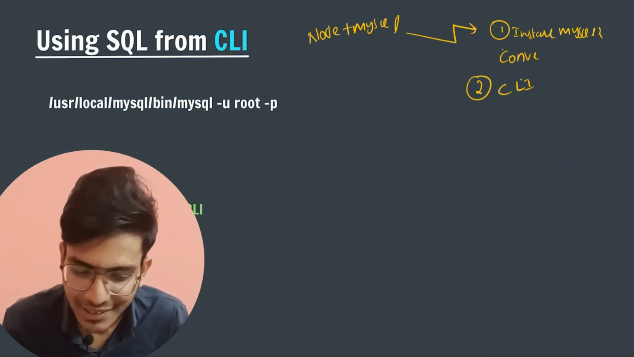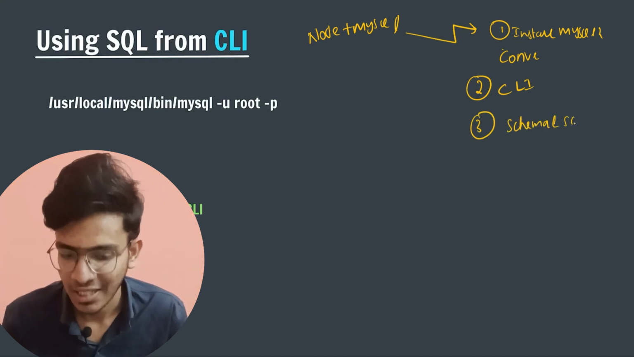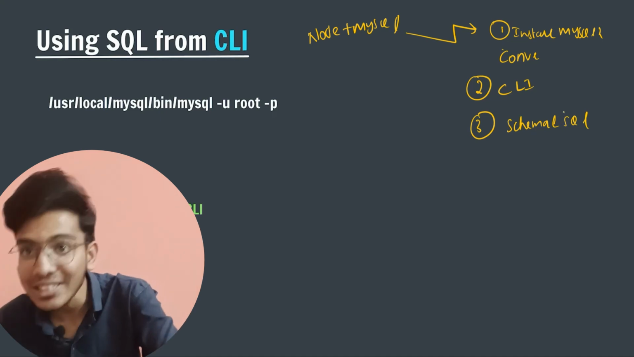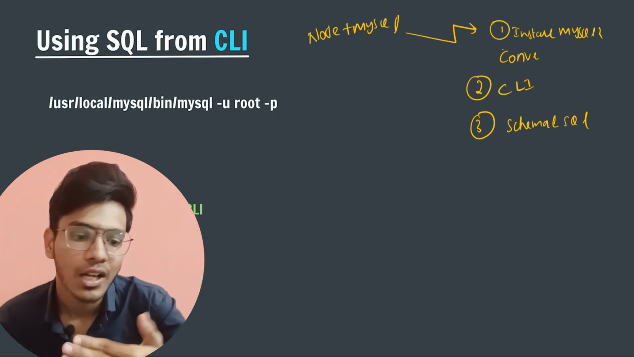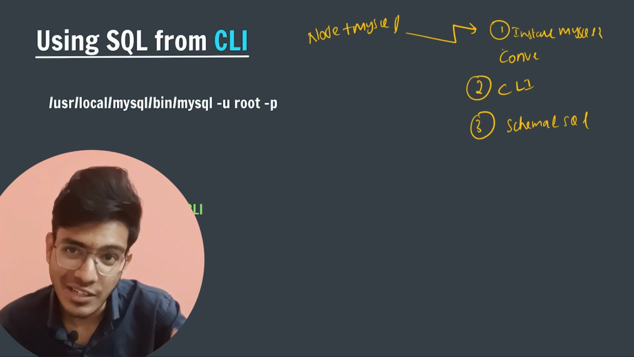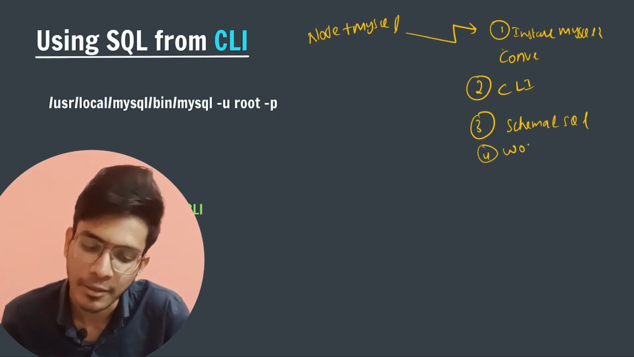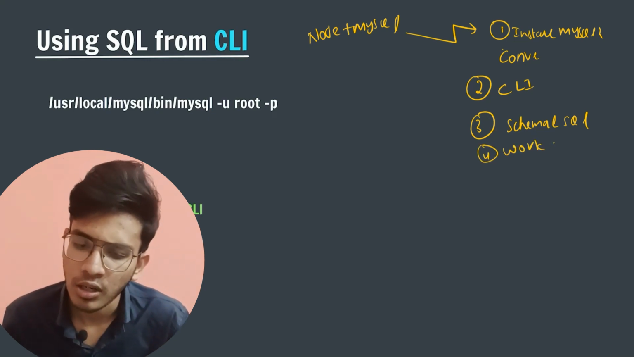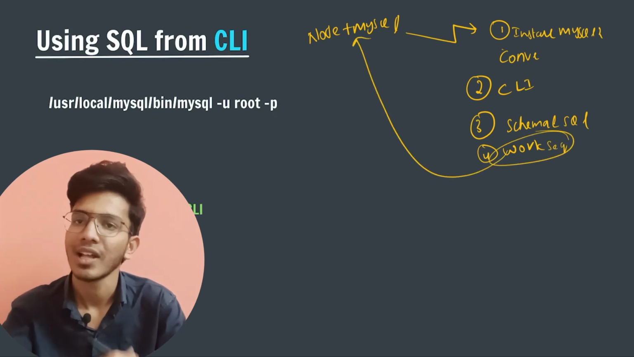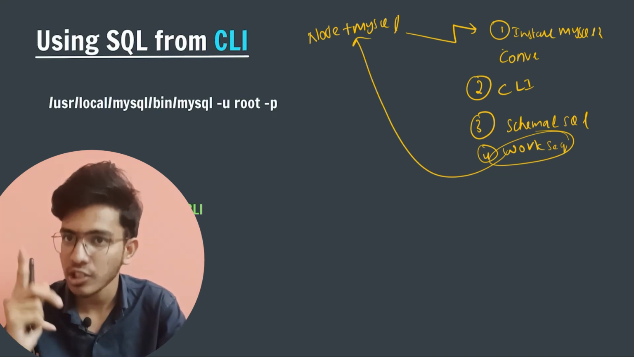The third method is the schema method, by creating SQL files. In our VS Code, we will create SQL files, and using these files we can integrate our node with our SQL. This is the third method. And the fourth method is manual: you create your data in SQL Workbench, then take this data and add it into node. Like this, we can use 4 different types to connect our node application with our MySQL.